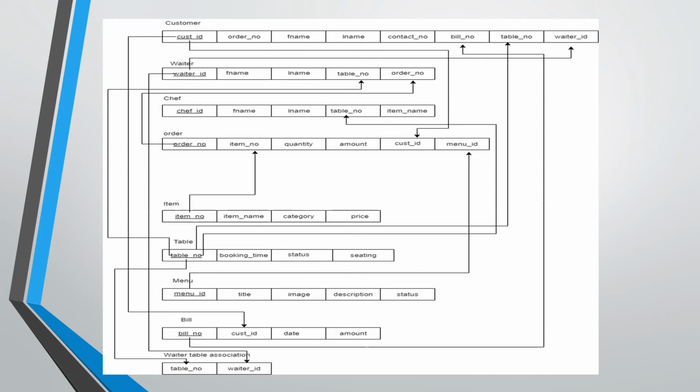Here we have customer, and for customer we have customer ID, order number, first name, last name, contact number, bill number, table number, and waiter ID. It's similar for every entity.